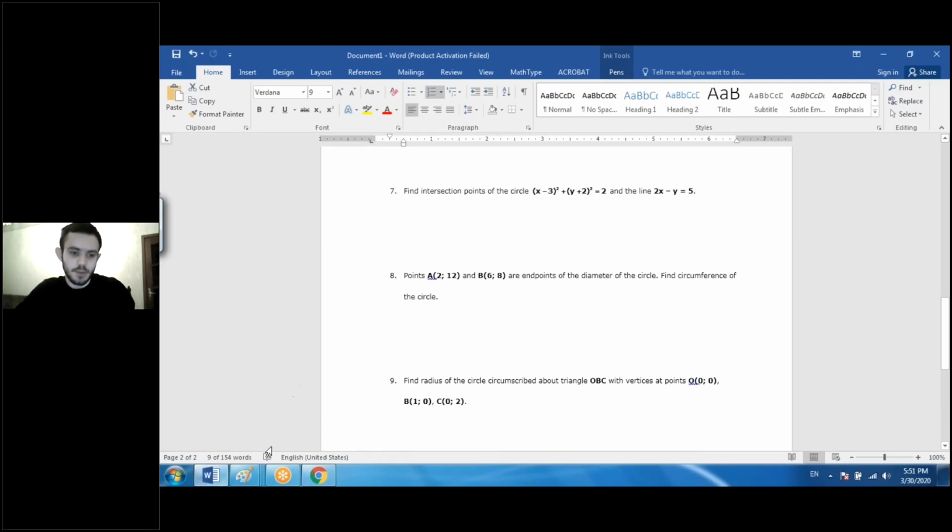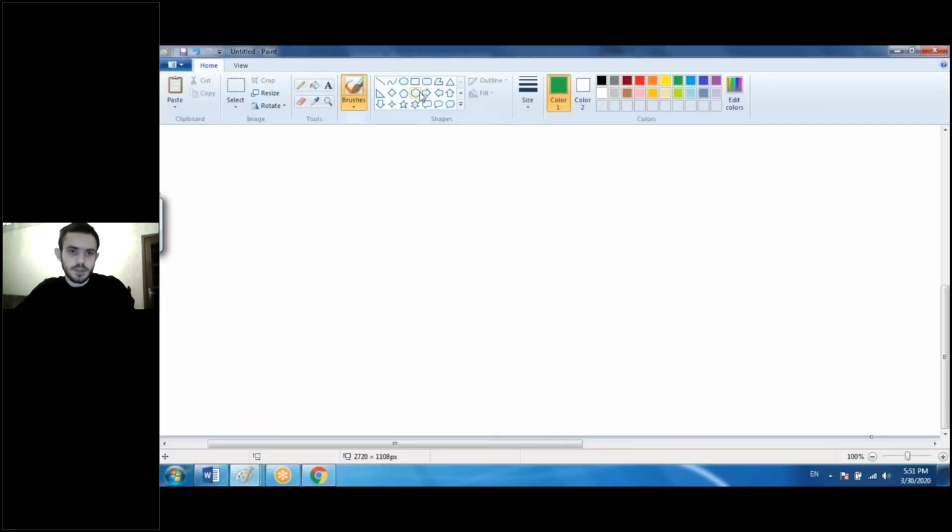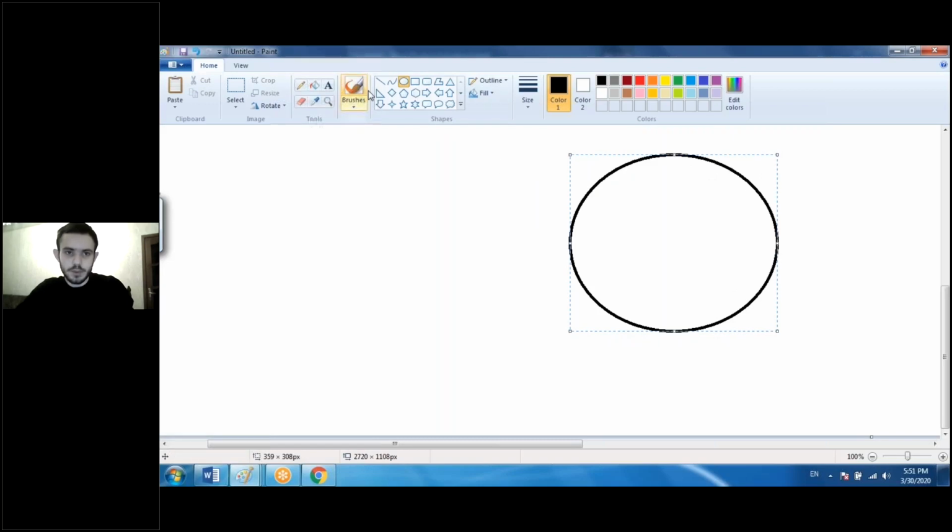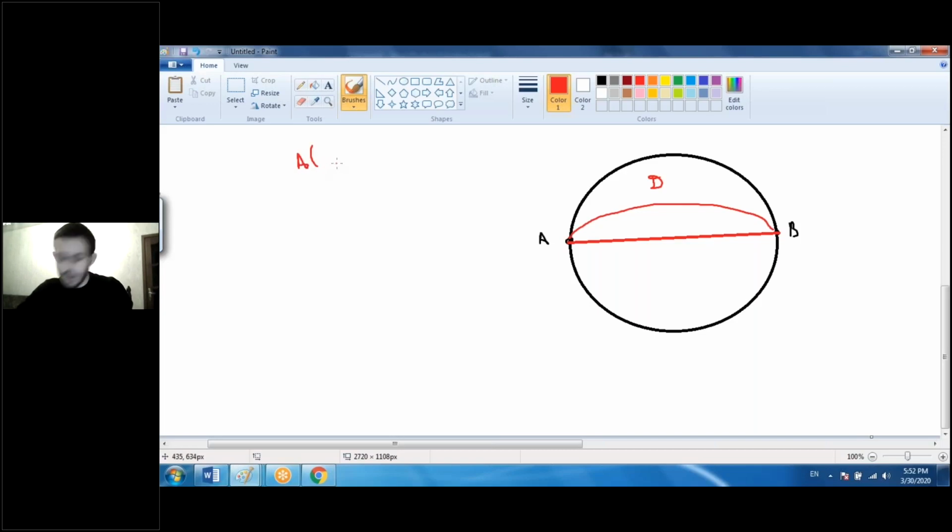Find circumference of the circle. So let me just quickly show you. If you have a circle with 2 points, A and B, that are endpoints of diameter, it means that distance between A and B will be your diameter, right? So we have point A with coordinates 2 and 12, and B with coordinates 6 and 8.